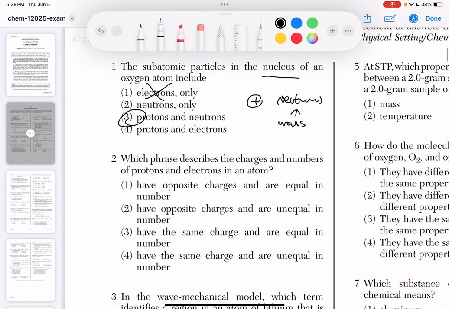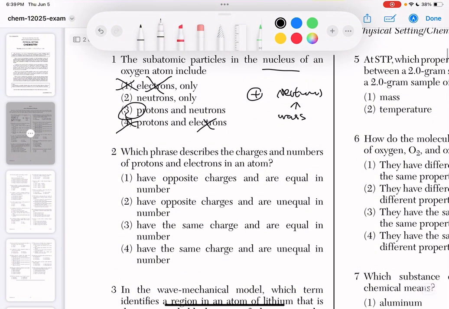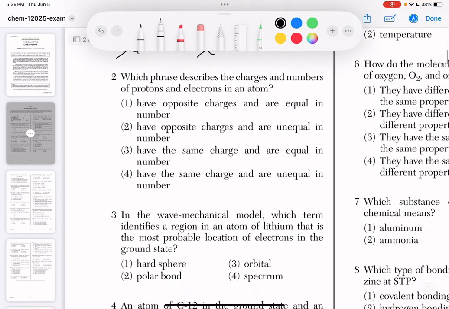The electrons are always found around the nucleus, so you know that it's not 1 or 4. And then if it were only neutrons, that doesn't really work because the number of protons is what gives us an idea about the identity of the element. Like, say for hydrogen it has 1 proton, sodium has 11, and so on.